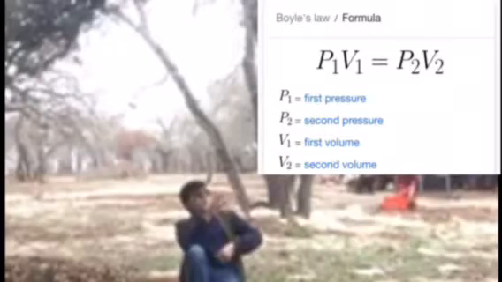And, you know, obviously with all chemistry things, there's a formula to it. Which formula is that, you ask? That one right there. The pressure 1 times the volume 1 equals pressure 2 times volume 2.